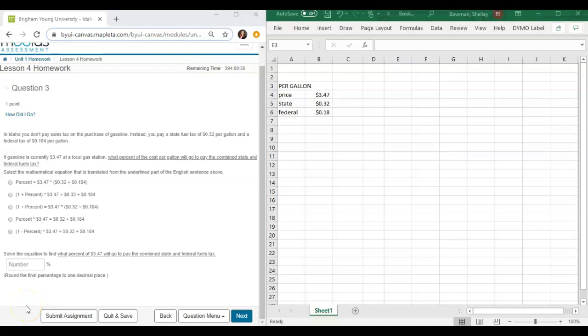This tutorial is for help on Mobius, Lesson 4, Homework Question number 3.